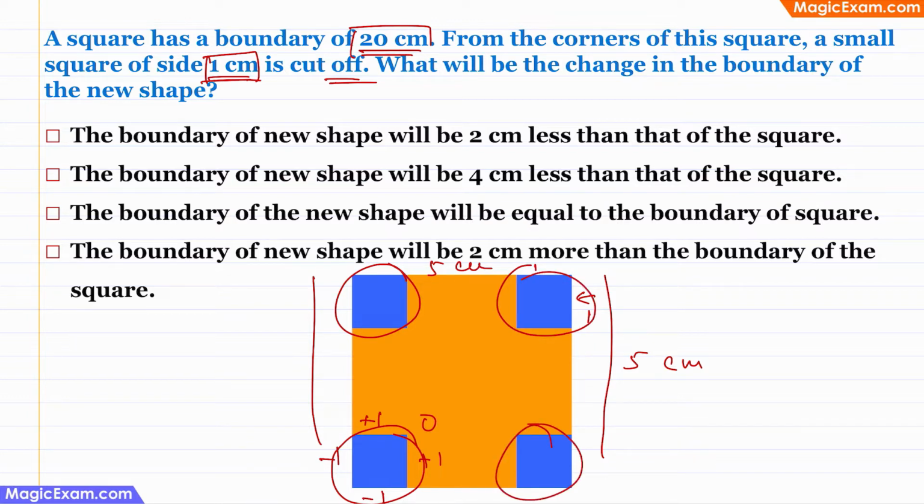Therefore, if the original square had a boundary of 20 centimeters, then after we have cut off these squares of 1 centimeter by 1 centimeter from each corner, the remaining figure will have a boundary of 20 centimeters itself. Therefore, option 3, which says the boundary of the new shape will be equal to the boundary of the square, is the correct answer because the boundary will not change.